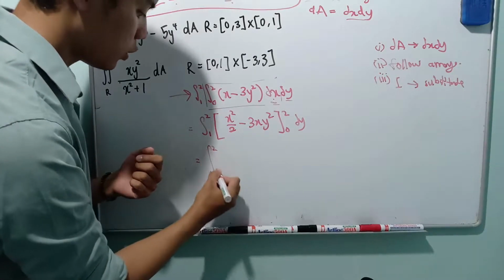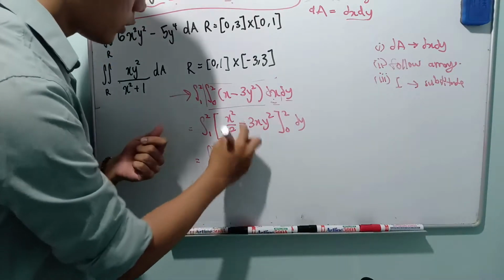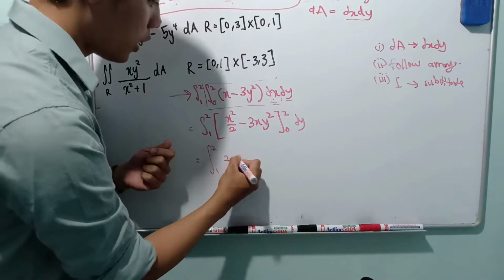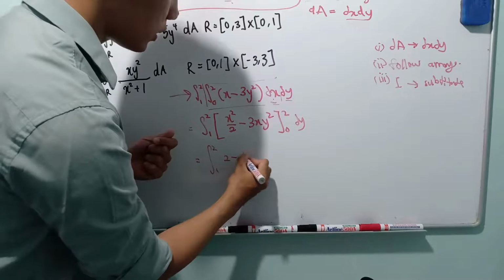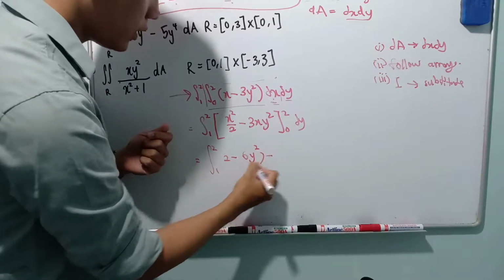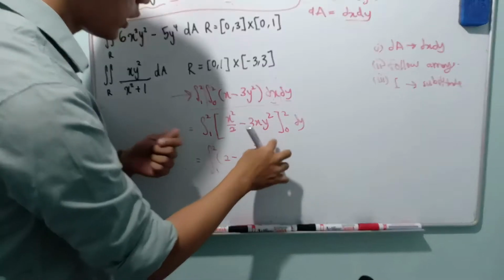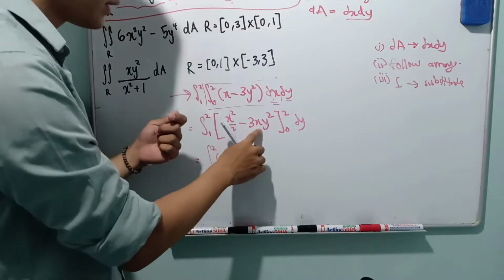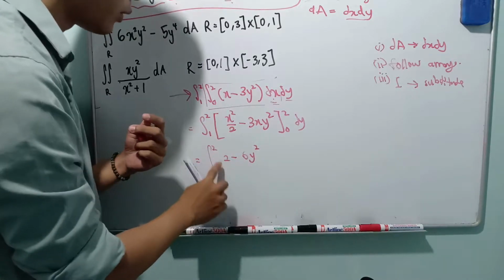So here the limits are 1 and 2. Here it's 2 squared, 4 over 2, which is 2, so here it's going to be 6y squared. And then you minus with 0, since 0 squared is 0, and something times 0 is going to be 0 again.